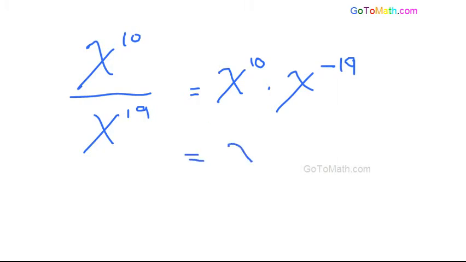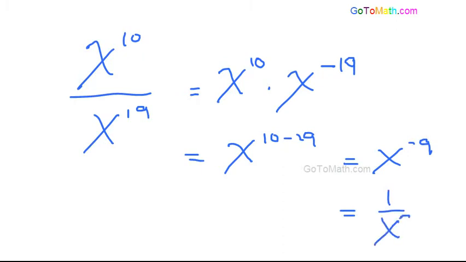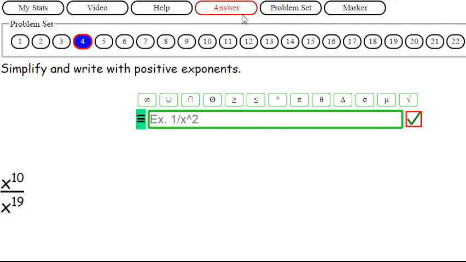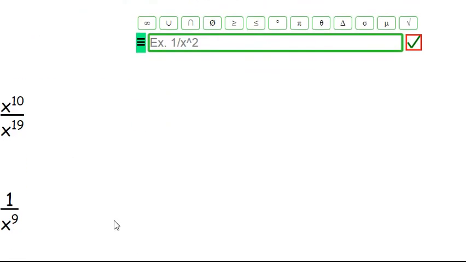Now what we're going to do is go ahead and add these exponents, and so we end up with x to the negative 9th. However, we don't want to write our final answer with a negative exponent. We're going to go ahead and bring that back down into the denominator and write it with positive exponents. So we end up with 1 over x to the 9th power. Not too bad.